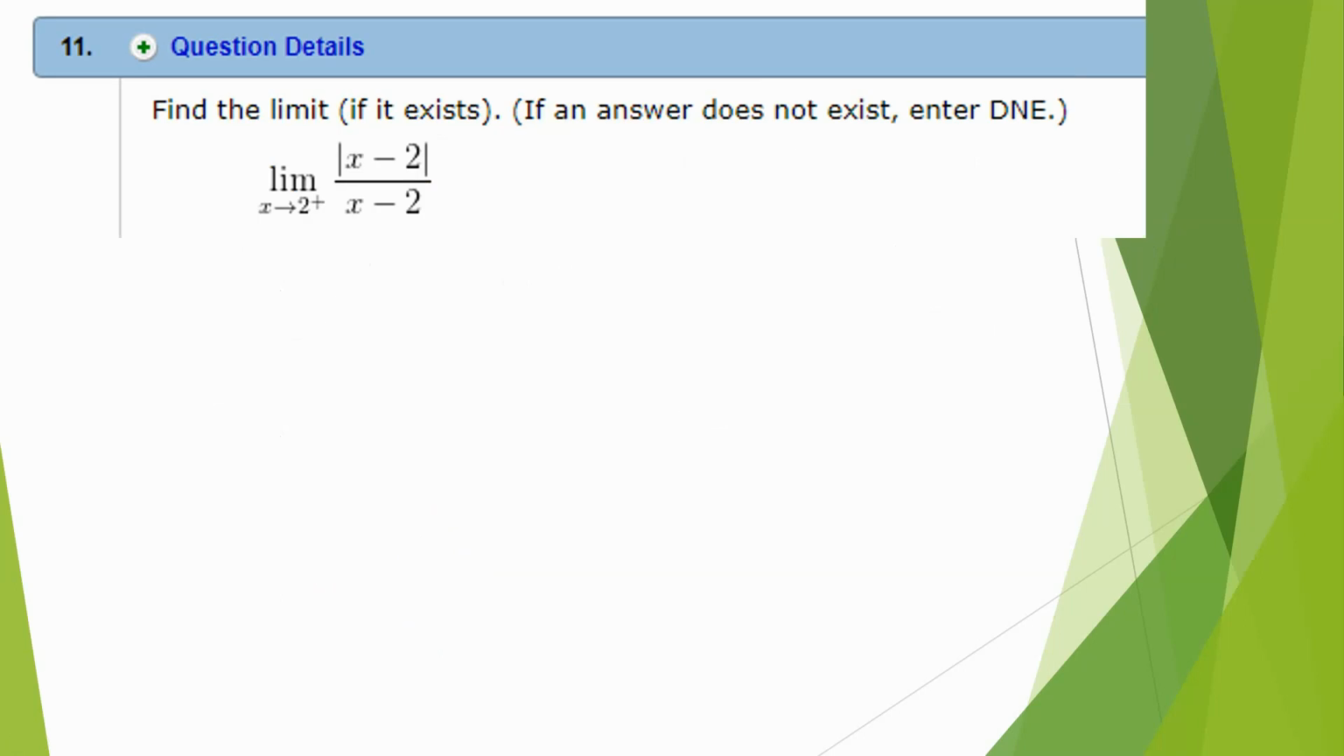All right, here we have find the limit. This is a right-handed limit, so we're talking about x approaching 2 from the right. So to find this, what we're going to do is put a value higher than 2, right? Because we're coming from the positive side. So if I say 2.1, then let's plug that in. What's the absolute value of 2.1 minus 2 over 2.1 minus 2? Well, this is going to give us 0.1 over 0.1, which is just 1.